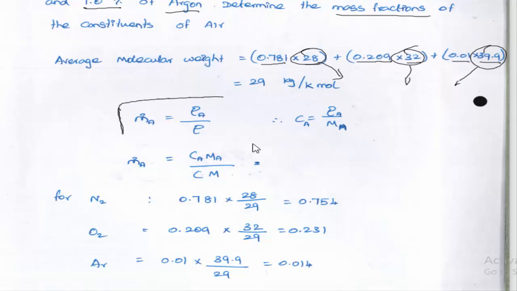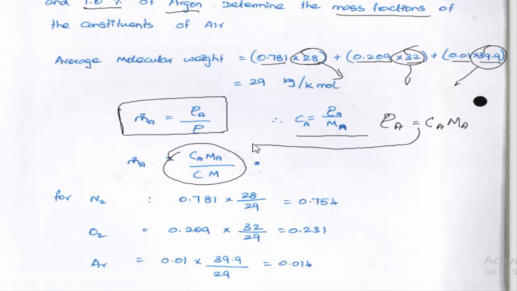So the mass fraction m_A equals rho_A divided by rho. This can be written like this. How did this formula come? You know that C_A equals rho_A divided by M_A, right? So from this I can write rho_A equal to C_A into M_A. This formula I am substituting here. This is for component A. For the total mixture, rho equals C into M, right? This I am substituting here. So the mass fraction becomes C_A divided by C, into M_A divided by M.